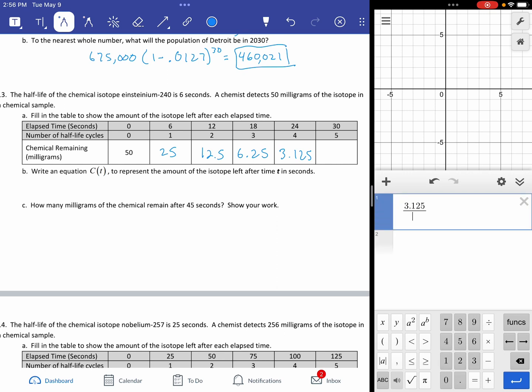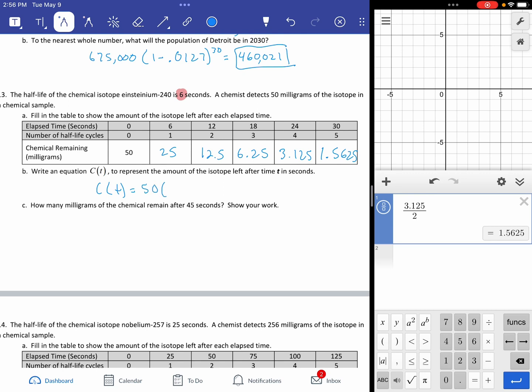3.125 divided by 2 is 1.5625. Ooh, that's a lot. All right. Now, the tricky part about this is the 6 seconds part. So that changes your t value at the end of your function. So we have a function of c of t is equal to the initial amount of 50 milligrams.